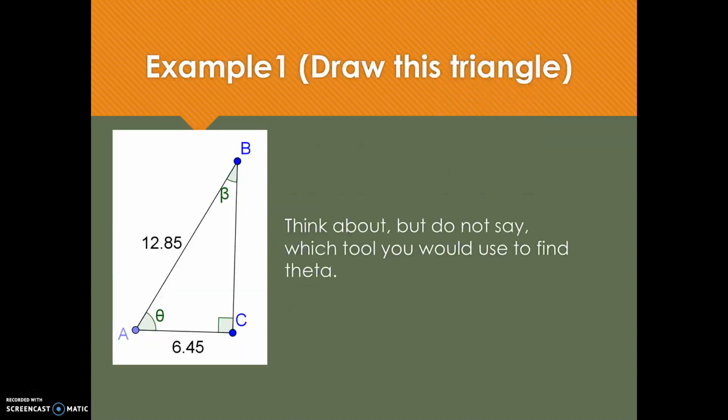All right, so you're supposed to draw this example and think about which tool you would use to find theta. Here's theta. We are given the adjacent side as well as the hypotenuse. In my head, that's going to be a CAH, which is cosine. So cosine of theta equals 6.45 divided by 12.85.